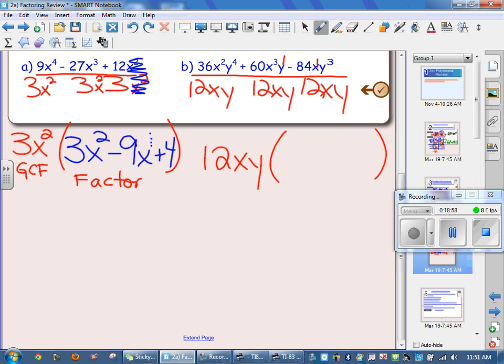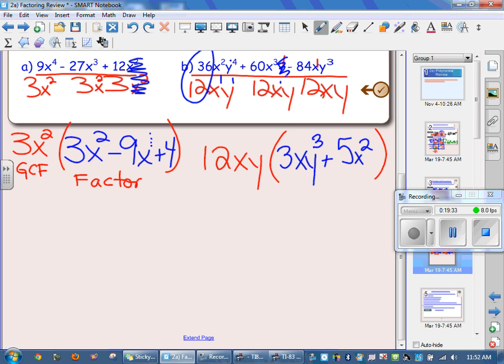Okay. Take a look at the next one. Again, divide the digits. 36 dividing by 12 will give me a 3. Subtract the x's and y's. 2 subtracting 1 gives me 1x left over. 4 subtracting 1 gives me 3 y's left over. 60 dividing by 12 gives me a 5. Good, it's positive 5. x3 subtracting x1 gives me an x squared. y1 and y1, what happens to my y's here? They disappear and cancel. Okay, let's take a look at the next one.